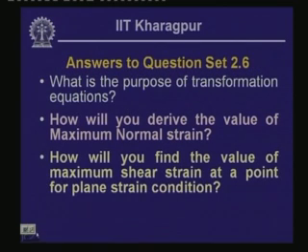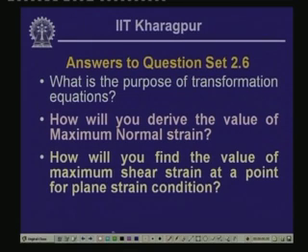Now, the second question was, how will you derive the value of the maximum normal strain? Please note here that we are going to find out the value of the maximum normal strain. We had computed the value of normal strain at a particular point when the axis system is oriented at an angle of theta with reference to x and y. Now, what we need to do is find what is the value of the maximum normal strain and at which location that occurs.